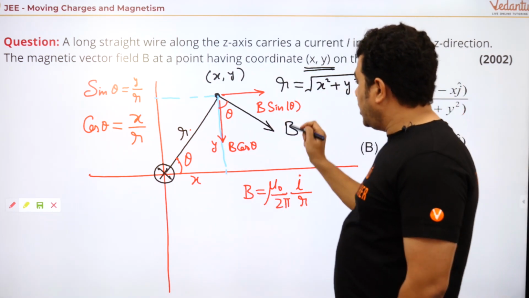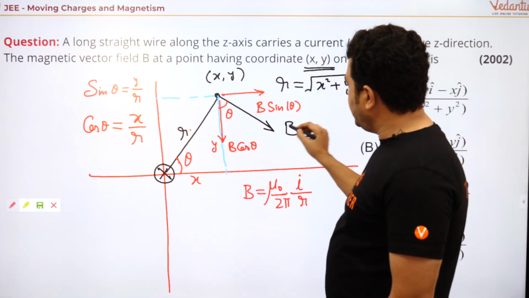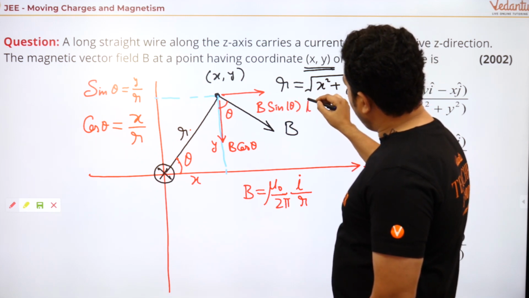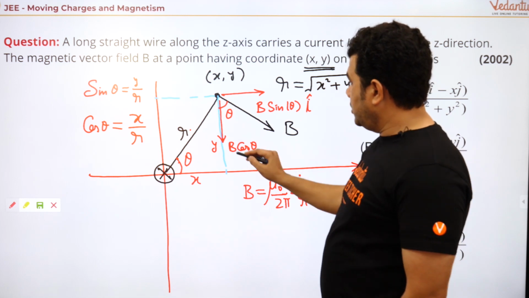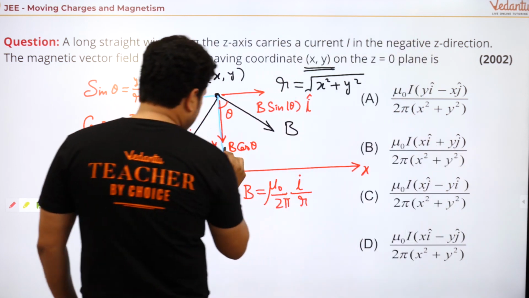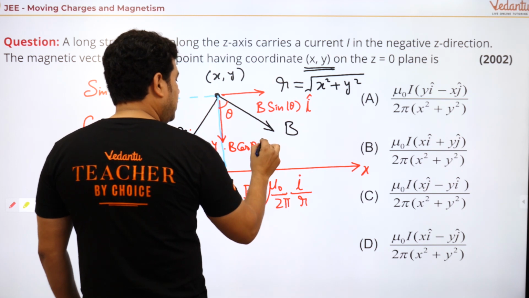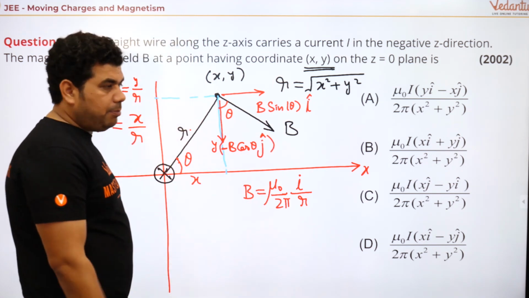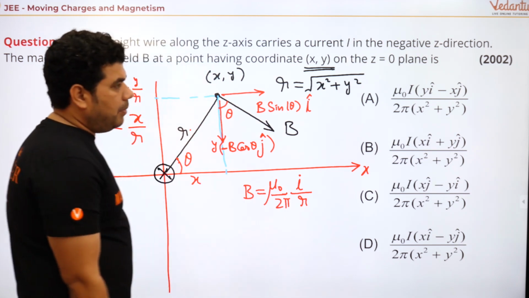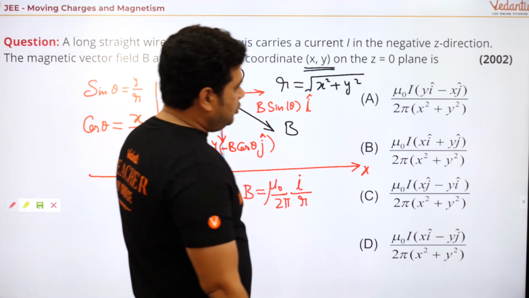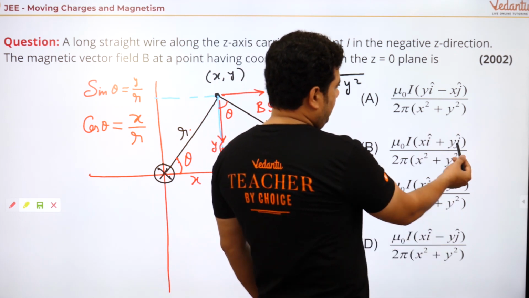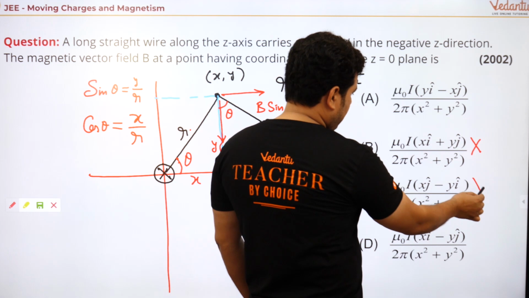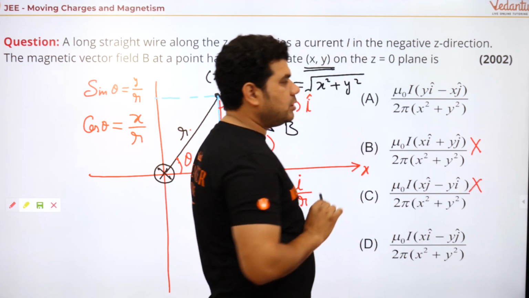So B sin theta, this direction is along x axis, so it has I cap, and this one is minus j cap, but in negative direction. So j cap negative होगा, i cap पॉजिटिव होगा, j कैप नेगेटिव होना चाहिए, ये नहीं है, ये हो सकता है.